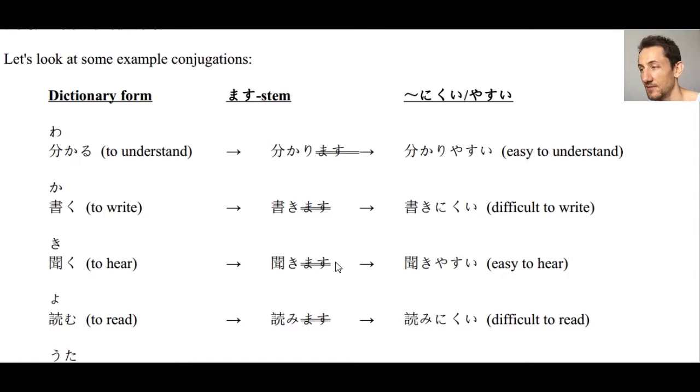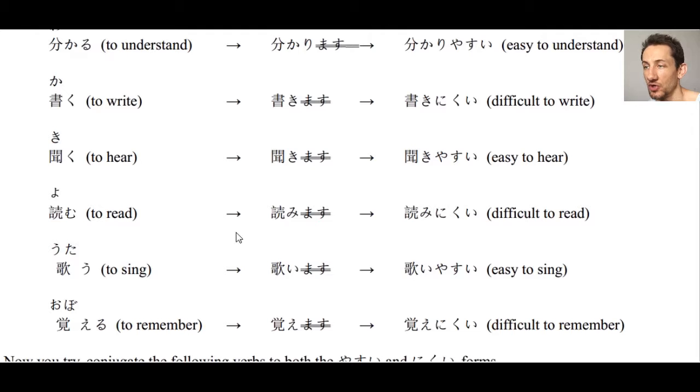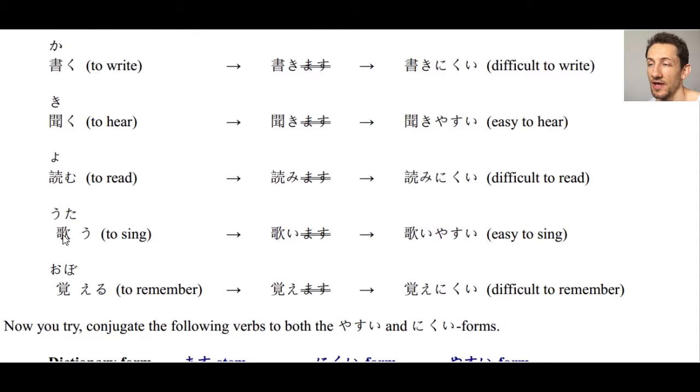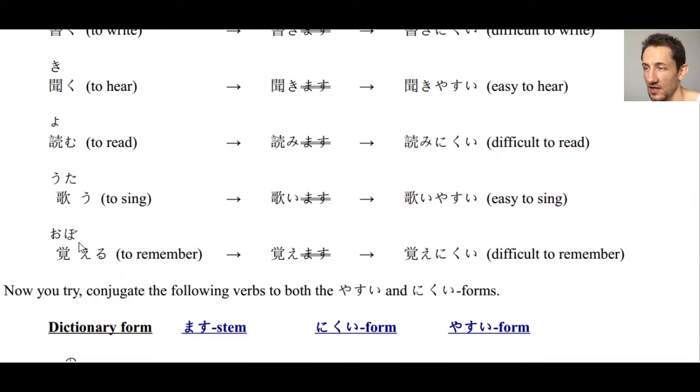Kiku, kikimasu, we drop mas and get kikiyasui, easy to hear, or kikinikui, difficult to hear. Yomu, yomimasu, drop mas and get yominikui, or yomiyasui. We have utau, utaimasu, utaiyasui, or utainikui. And we have oboeru, oboemasu, drop mas and we get oboenikui, or oboeyasui. Difficult to remember, oboenikui.